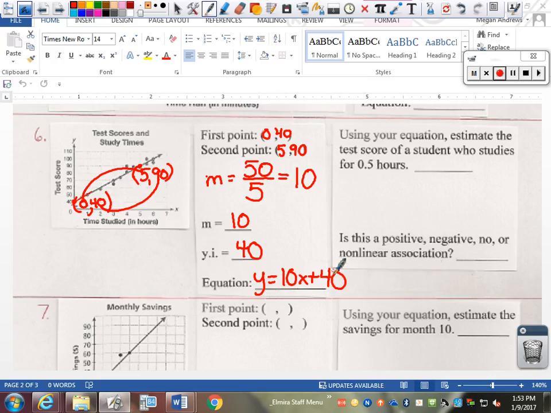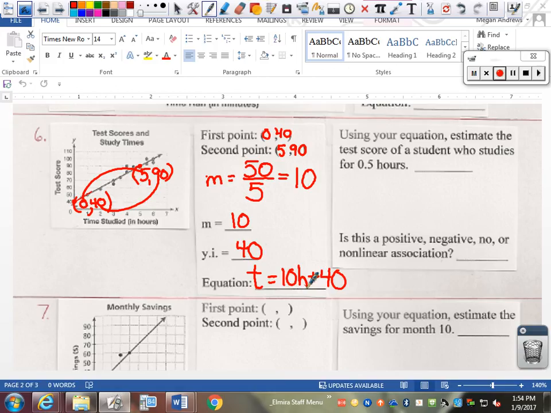Again, that's fine. You could make it even better by saying instead of y, I'm going to put, let's see, the y-axis represents test scores. What if I put T for test score? And instead of x, the x-axis represents the amount of time studied in hours. You could put T for time or H for hours, whatever.